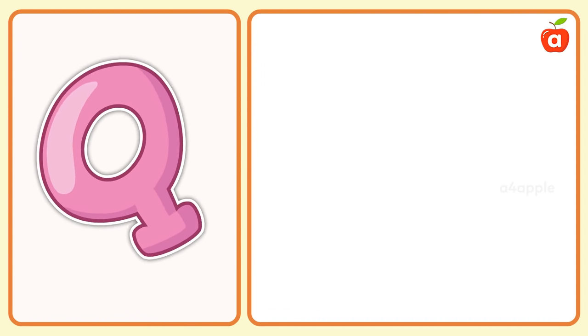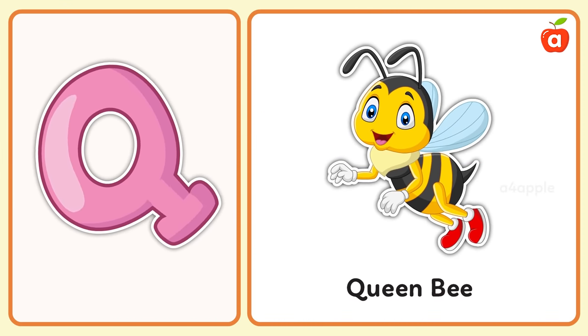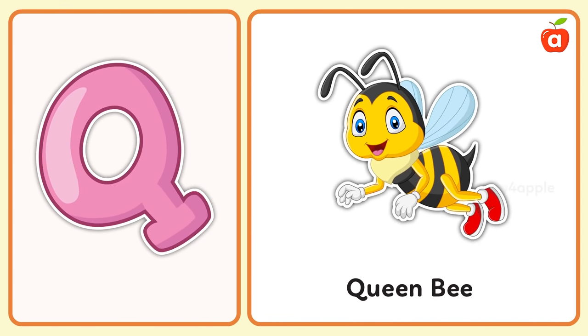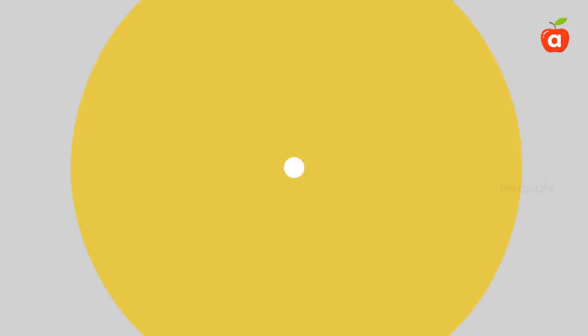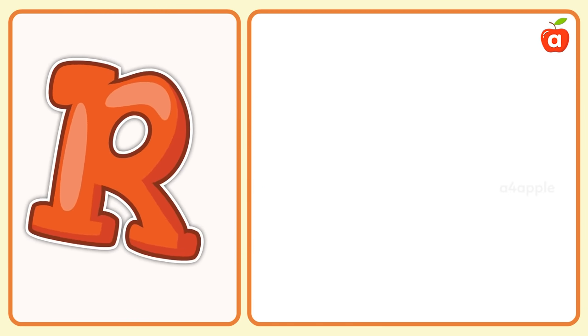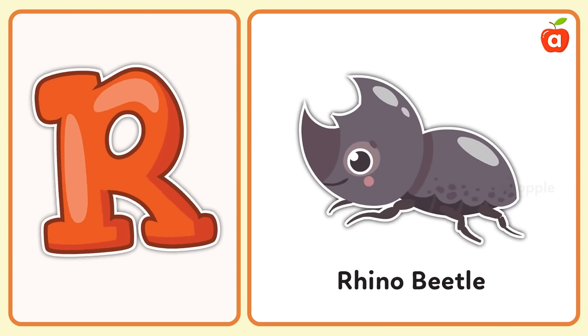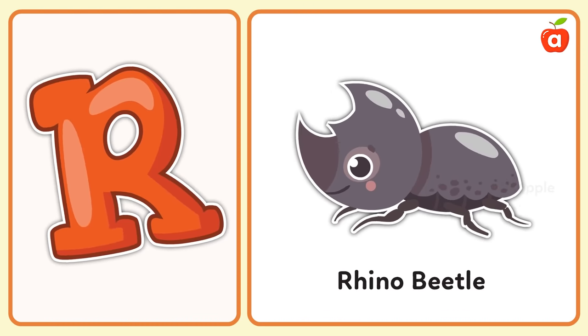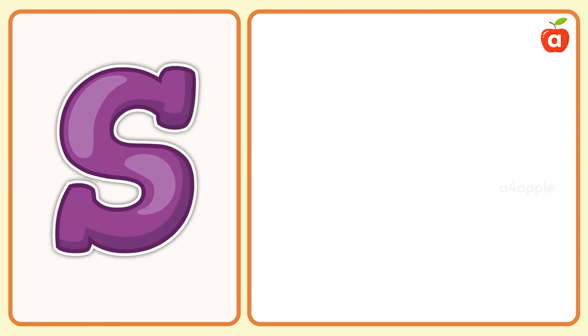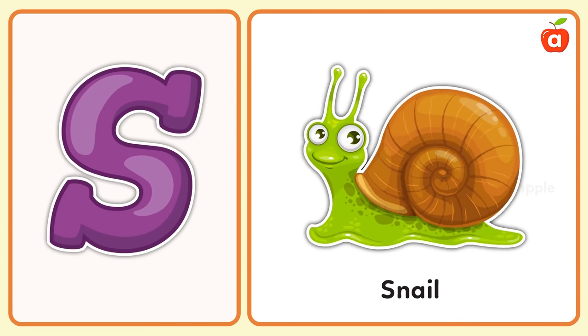Q. Q is for queen bee. R. R is for rhino beetle. S. S is for snail.